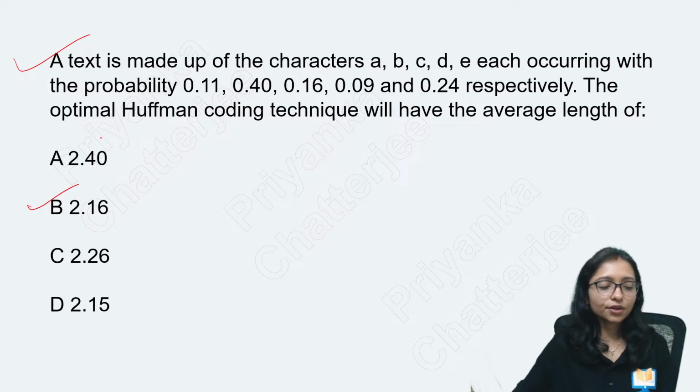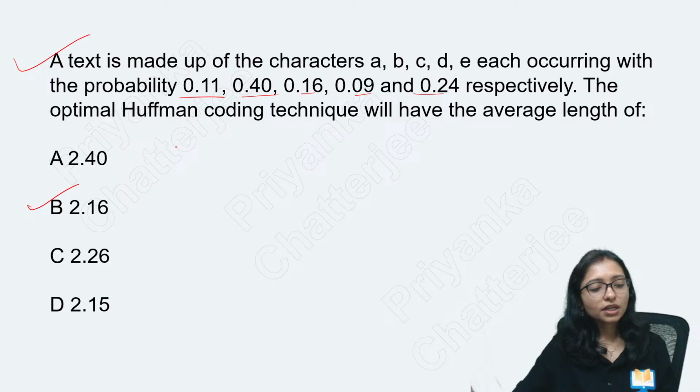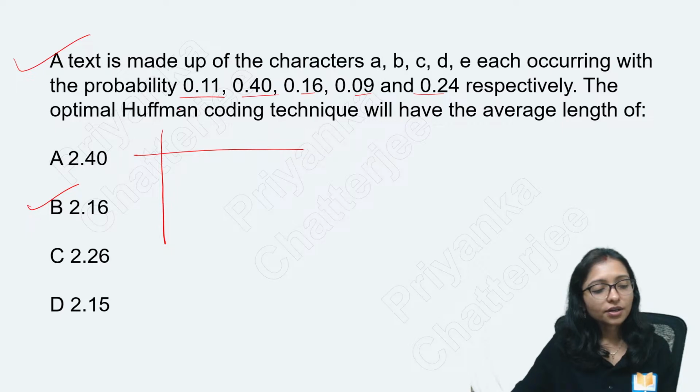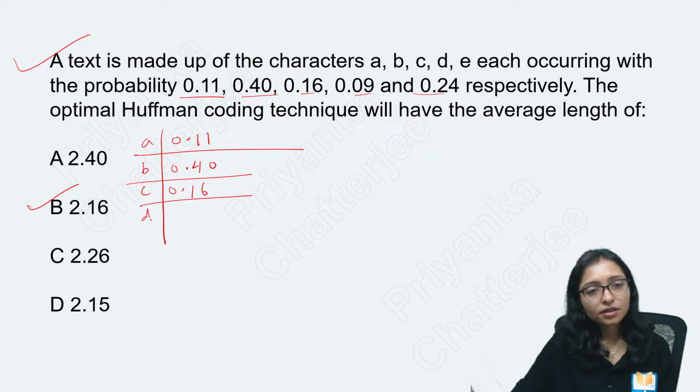How to do it, I am telling you. Here you can see that these values are given for A, B, C, D. First of all, you need to write this down. The probability of A is 0.11. Probability of B, 0.40. Probability of C, 0.16. D, 0.09. And E, 0.24.